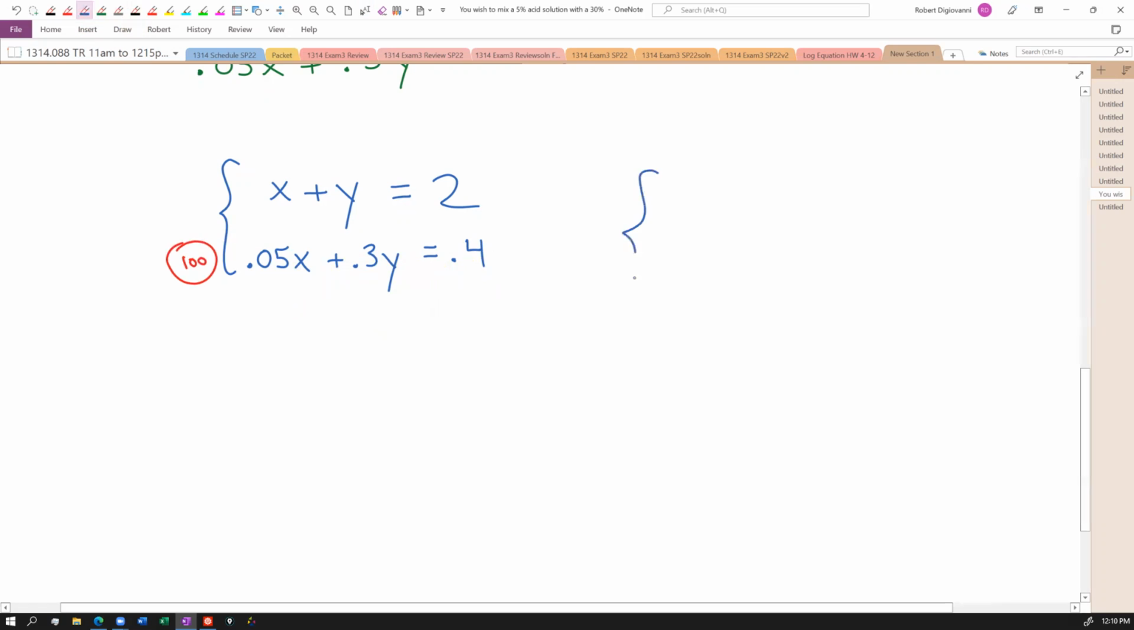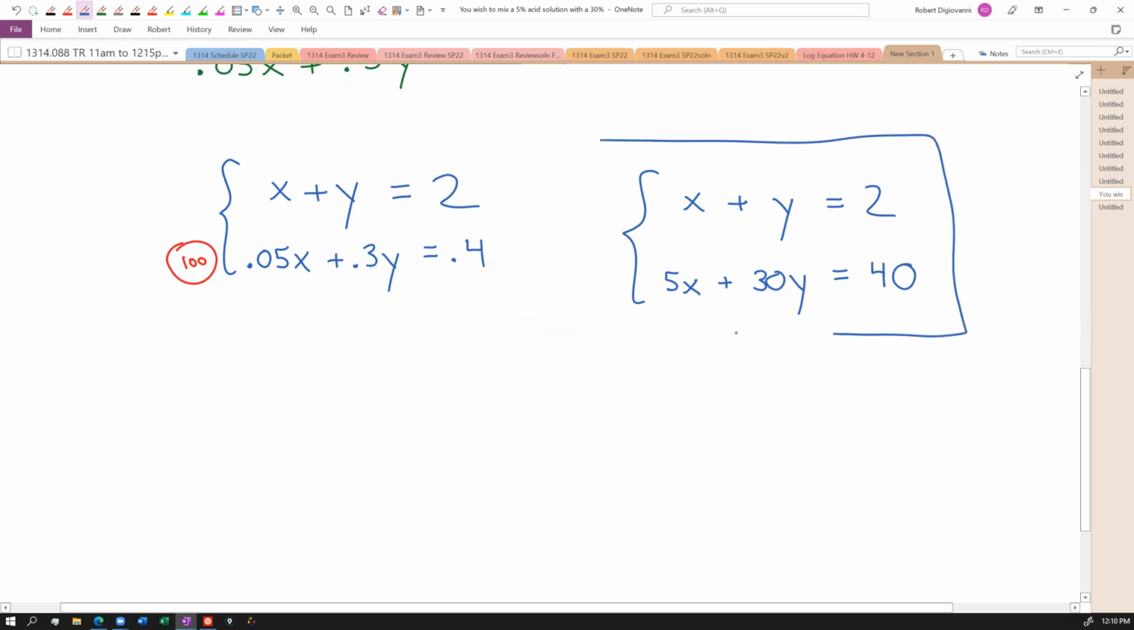Let's rewrite the system. x plus y equals 2. And now I'm going to have 5x. How many y's are we going to have? 30, because this decimal point moves 2 places to the right. So we get plus 30y equals, and then the last one, 40. There you go. That is a nice system right there. How would you like to solve that?